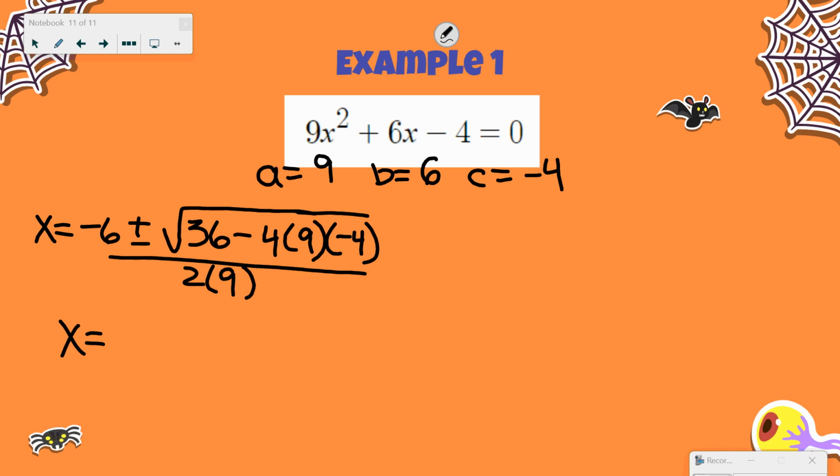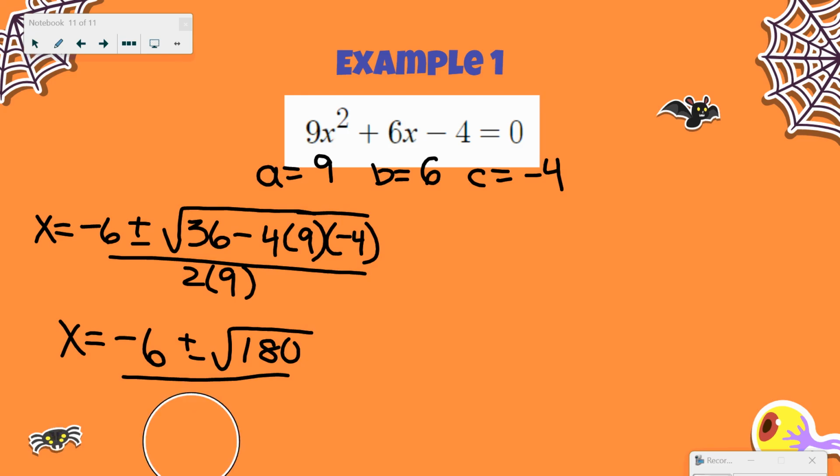So what did you guys find our value underneath our square root to become? 180, all divided by 18. Okay. So is this where we're at? Is this where we want to stay? Did I do my quadratic formula perfectly? Am I all done? Now, what are you guys noticing here that we could keep going through?